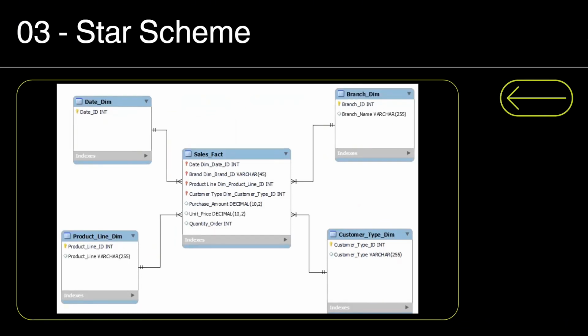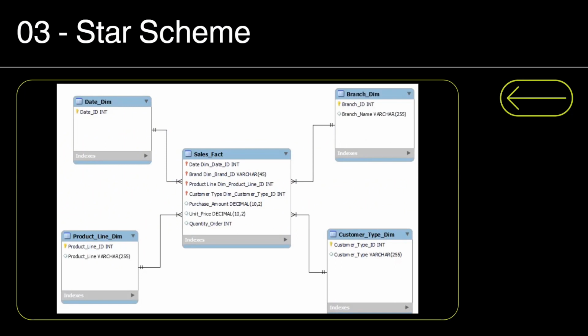The star schema will be explained by me. For the star schema, we have one fact table and dimension tables. For the sales fact table, we have several attributes. The first one is date, time underscore date. The second is brand dimension, brand underscore ID. The third one is product line dimension, product underscore line ID, and the fourth one is customer type dimension, and the next one is purchase amount, and the fifth one is unit price, and the last one is quantity order.